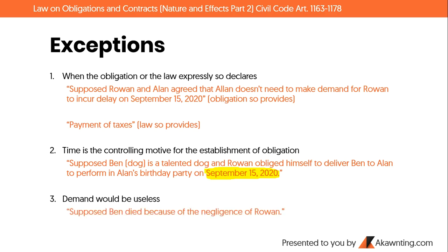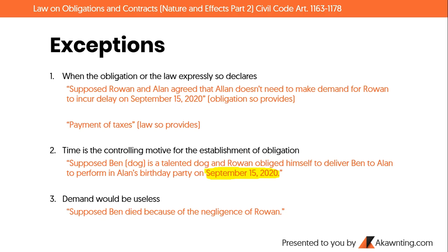So suppose Ben died because of the negligence of Row 1. So before September 15, 2020 arrives, Ben died, let's say, dahil hindi niya pinakain ng 10 araw, namatay si Ben. So that will be associated with the negligence of Row 1. So, in this case, for example, dumating ang September 15, hindi nakapag-demand, assuming hindi alam ni Alan na namatay yung aso. So, pagdating ng September 15, hindi siya nakapag-demand.